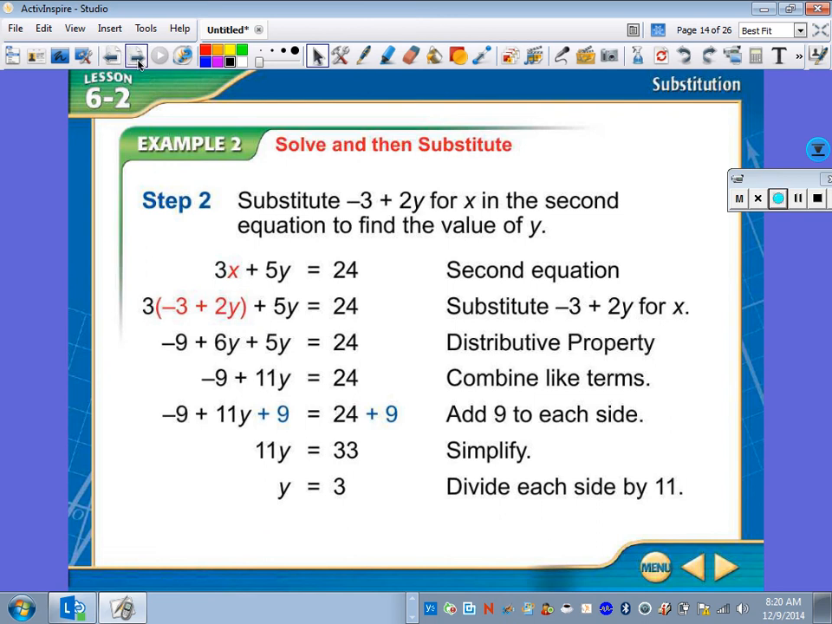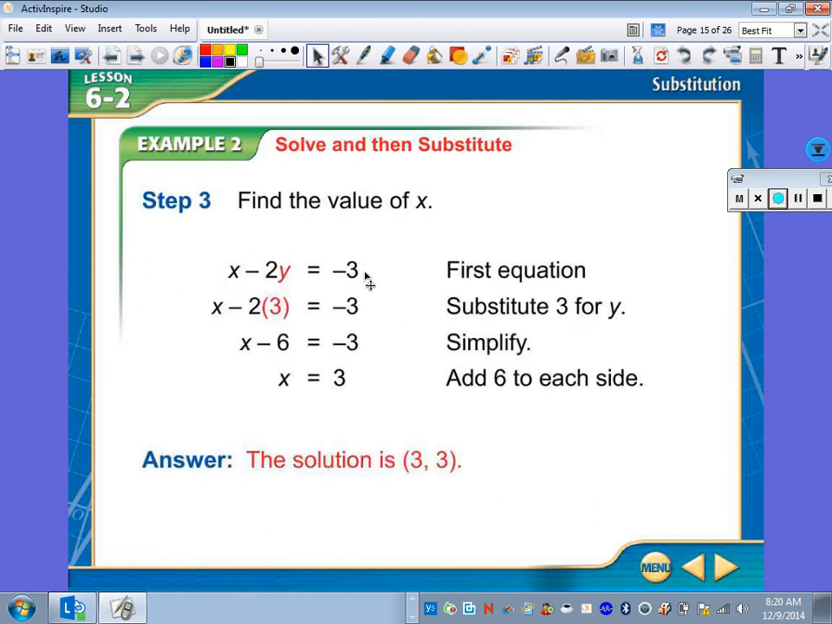Then, remember, we're going to take that 3 and substitute it back into one of the two original equations. I would have picked this one too because it's smaller and it seems easier. There's nothing special about it, it's just how much work you want to do. So this is going to be x minus 6 equals negative 3. You're going to add 6 to both sides, so x is 3. So your answer is 3, 3.